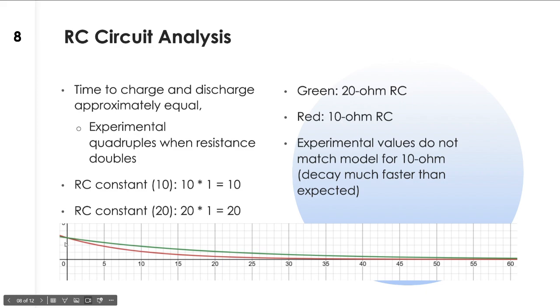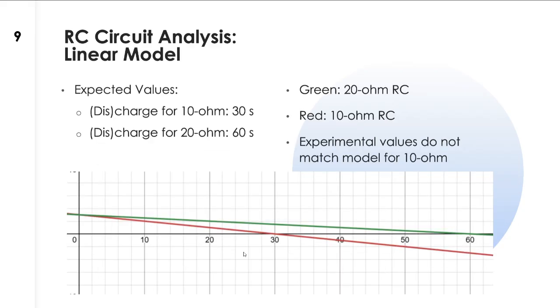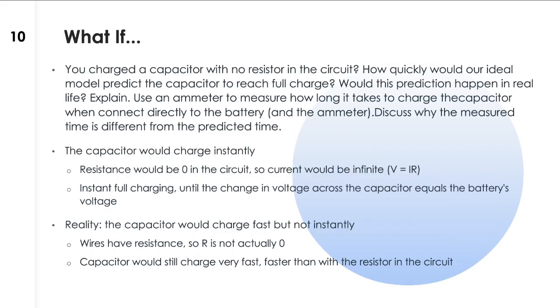So this graph is the voltage on the y-axis versus time, and it is a representation of the exponential graph I mentioned earlier. And clearly in the model, we see that the time for the voltage to go to 0 should be around 30 seconds for the 10 ohm circuit. The 10 ohm circuit was much faster than that. It was around 13 seconds. And for the 20 ohm RC circuit in green, it does match up. It's around a minute. And this is a linear representation of that same graph.